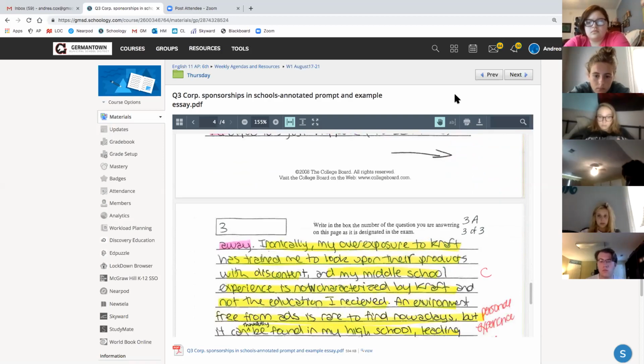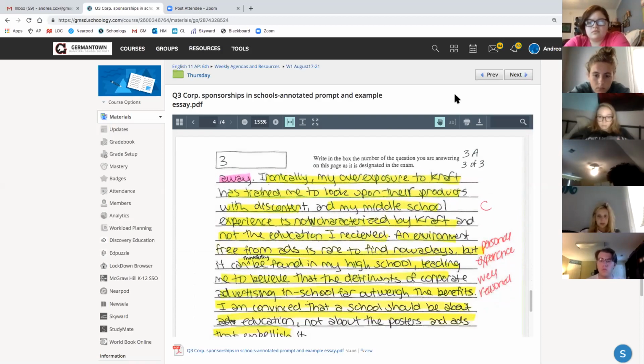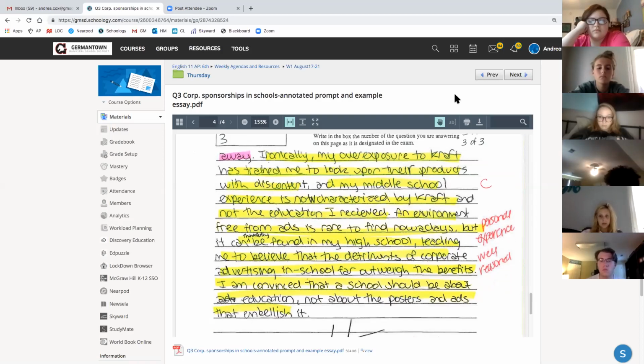An environment free from ads is rare to find nowadays, but it can thankfully be found in my high school, leading me to believe that the detriment of corporate advertising in school far outweighs the benefits. I am convinced that a school should be about education, not about posters and ads that embellish it.